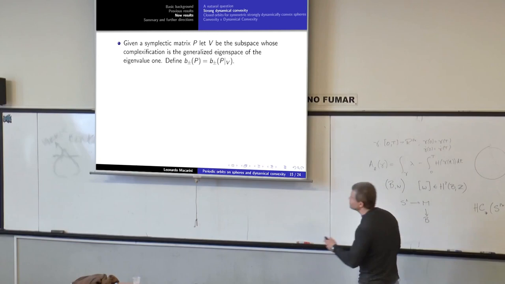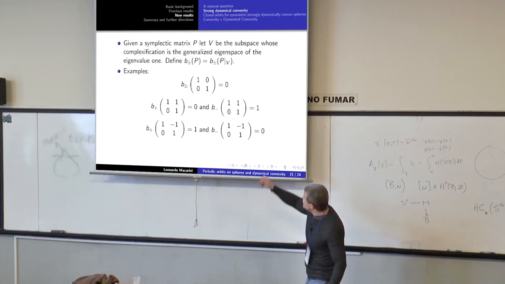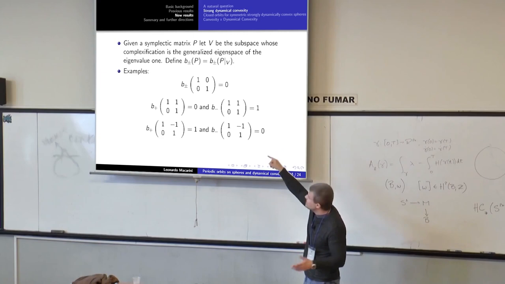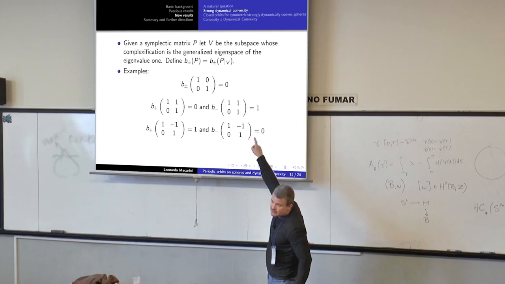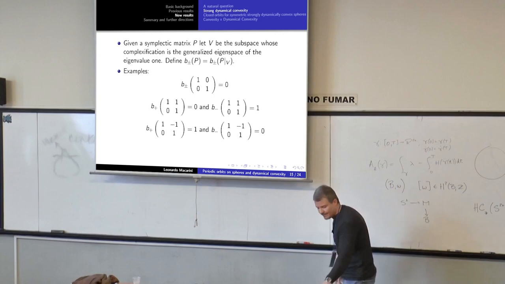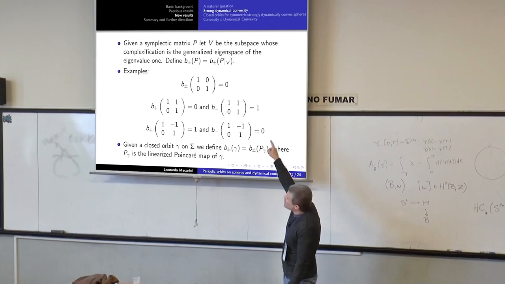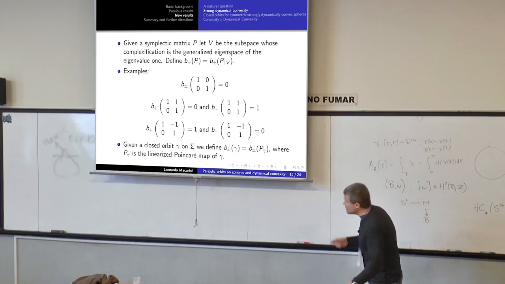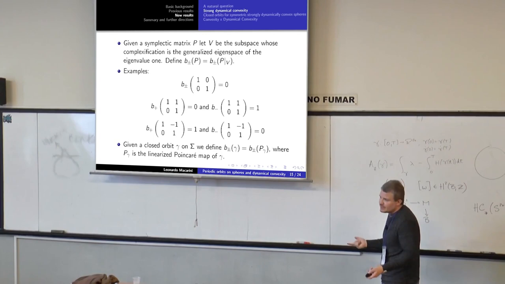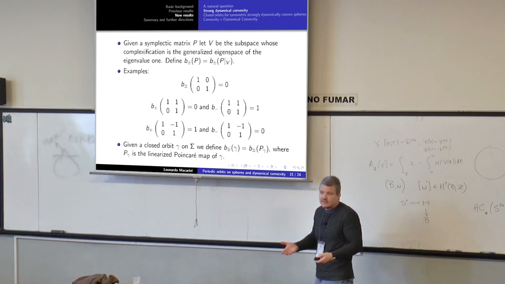Examples, two dimensions. For the identity, of course, the quadratic form is zero, so b plus minus is zero. And for these, it depends on the nilpotent part. It's a computation. Now, given a closed orbit, you define b plus minus as the b plus minus of the linearized Poincaré map. So you see, in particular, b plus minus is zero whenever the periodic orbit is non-degenerate, because you don't have eigenvalue 1. It's not zero only in the degenerate case.